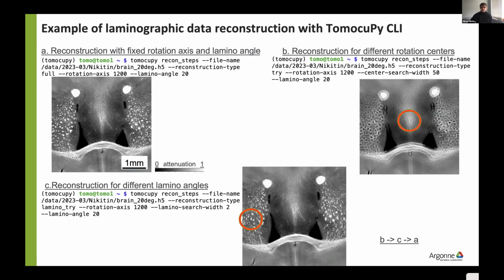Again, you scroll through all images, see which is the best, and select it. The whole reconstruction procedure is as follows. You start by searching the rotation axis and check the rotation axis in the middle of the image. Then you check the laminography angle using the found rotation axis, and then you put this laminography angle in and do the full reconstruction. This is how we do reconstruction of laminography data at 2-BM.